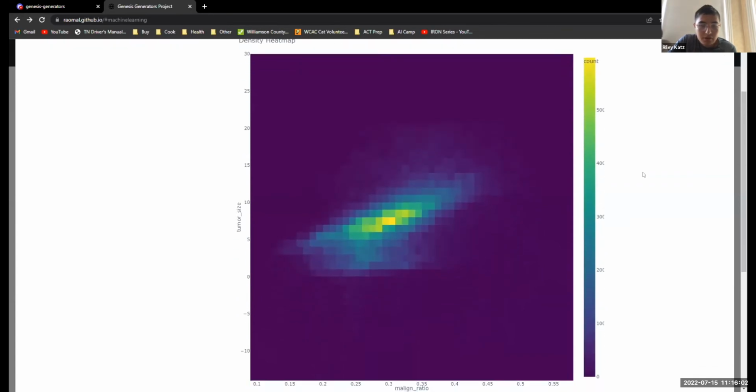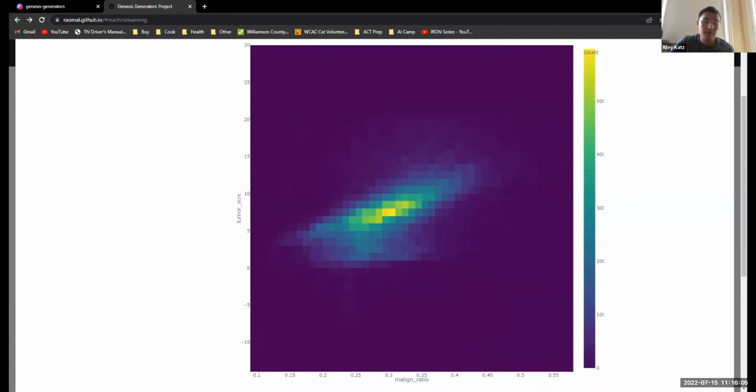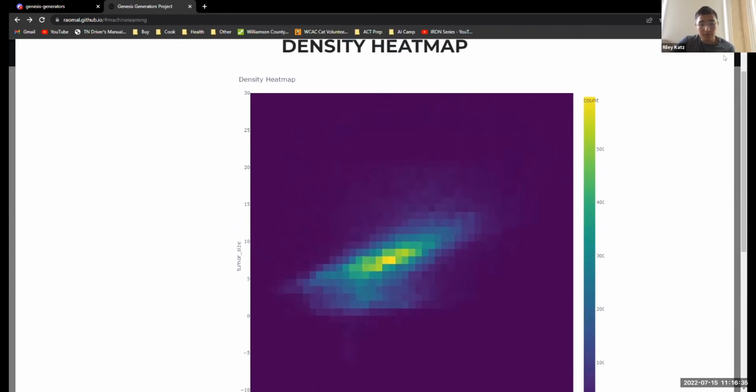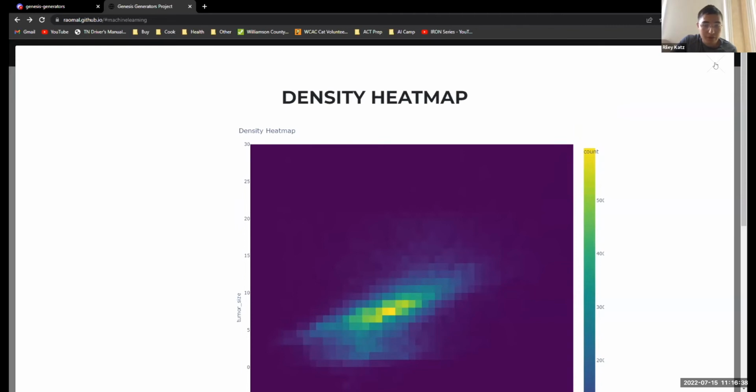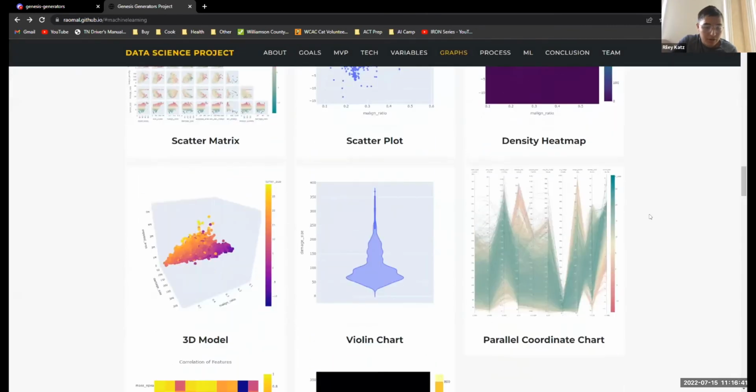And then our next graph is a density heat map. It's similar to the scatter plot because it shows the correlation between the malignant ratio and the tumor size. But this one also counts how many of the tumors share the same tumor size and malignant ratio. So the lighter dots indicate a higher count of tumors that share the same size and malignant ratio, and then the darker dots indicate there are fewer tumors that share the same size and malignant ratio. I'll hand it off to Enzo for the rest of our graphs.